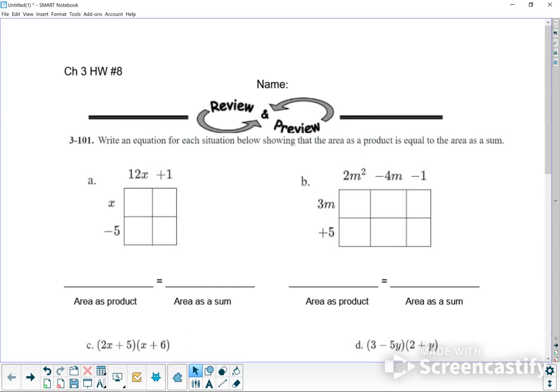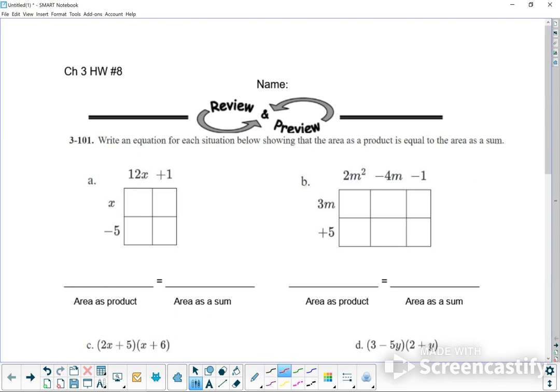Okay, let's do this. Homework number 8 for chapter 3. Write an equation for each situation below, showing the area as a product is equal to the area as a sum. Okay, so to write the equation, you have to actually do the area model.